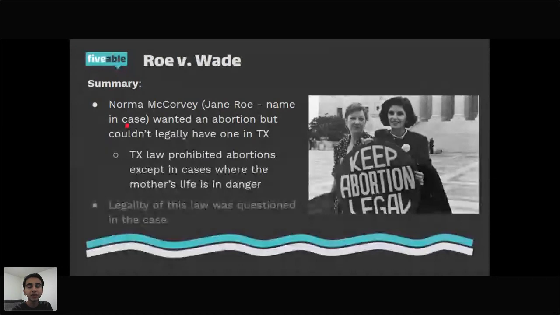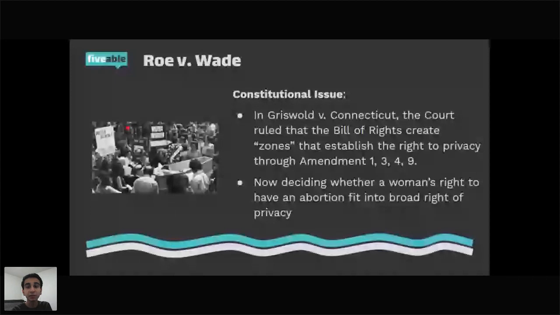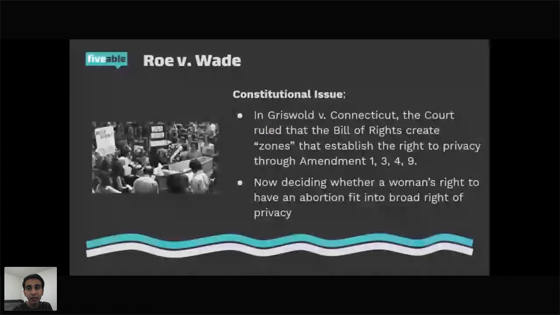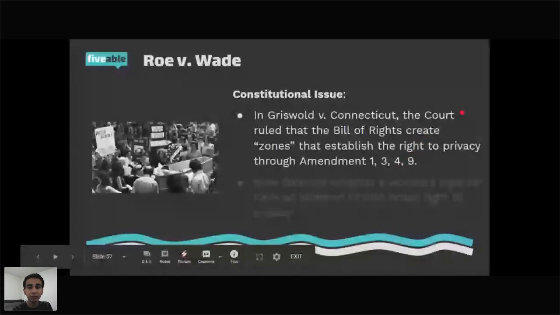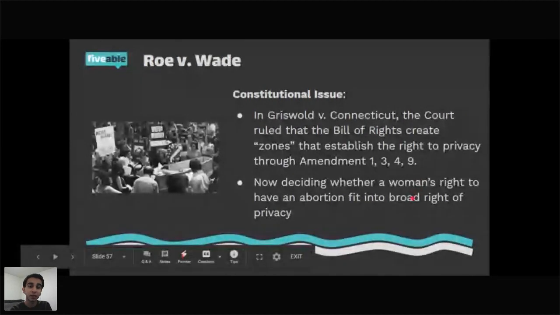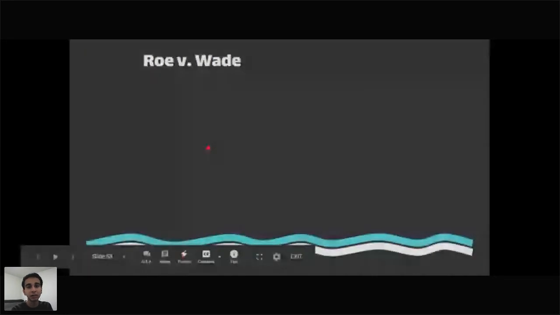So the legality of that law was questioned in the case, and the constitutional issue was in several cases before this, the court had ruled that the Bill of Rights creates what are called zones of privacy in 1, 3, 4, and 9. Now the court had to decide whether a woman's right to privacy fit within those zones, or that broad right to privacy. Because there is no explicit guarantee of the right to privacy, it's difficult to guarantee that sometimes, and that's why it becomes controversial. But in the previous case, they did guarantee privacy through those zones. So that's what the constitutional issue was here.